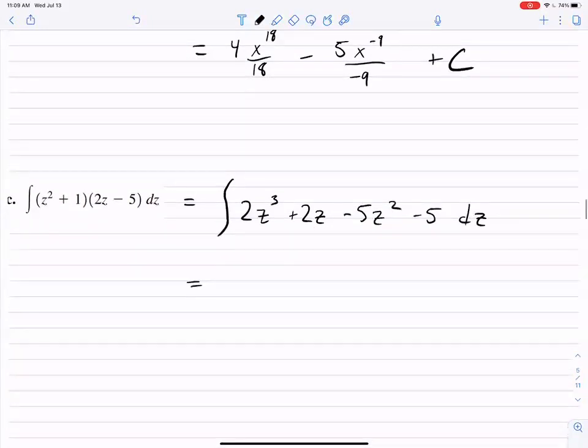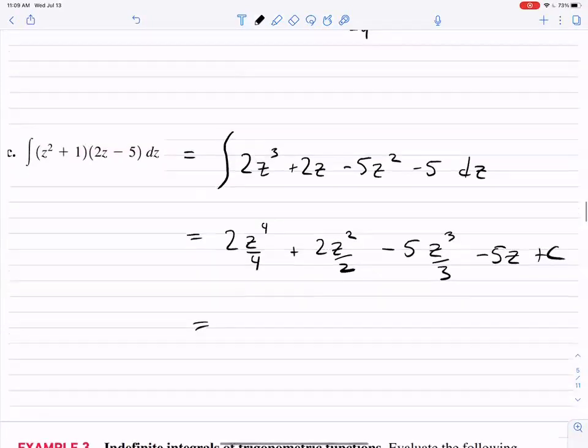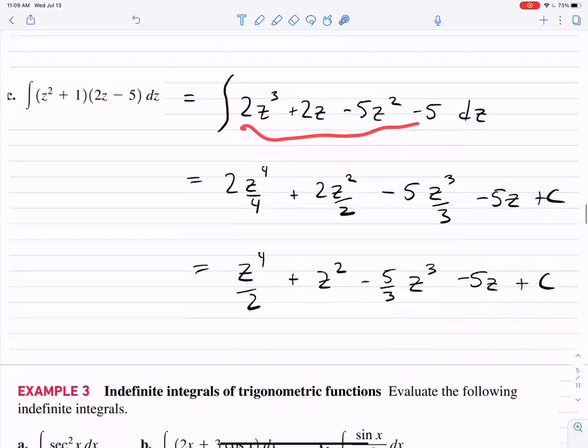And so this becomes 2z to the fourth over 4 plus 2z squared over 2 minus 5z cubed over 3 minus 5z plus c. If I really wanted to simplify it, I could. It's z to the fourth over 2 plus z squared minus 5/3 z cubed minus 5z plus c. And that's the antiderivative. And so whenever you see things where you can't just do the power rule, we are going to just simplify it out so we can.